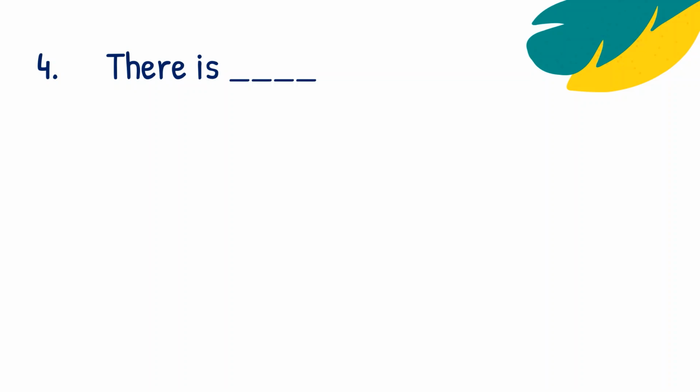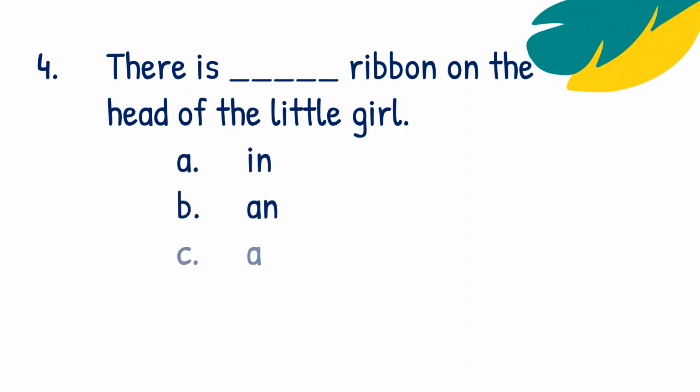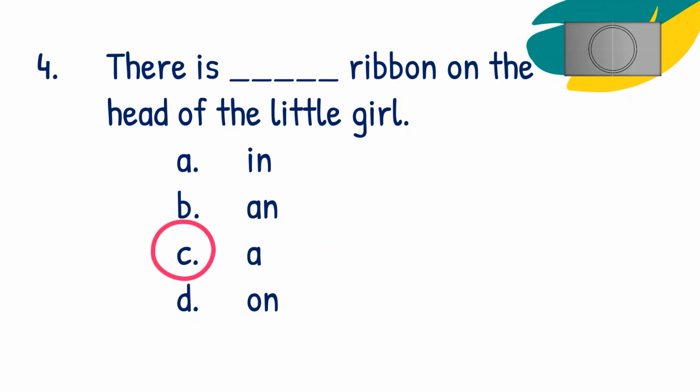Number 4. There is blank ribbon on the head of the little girl. A. In, B. An, C. A, D. On. And the correct answer is letter C. A. There is a ribbon on the head of the little girl.